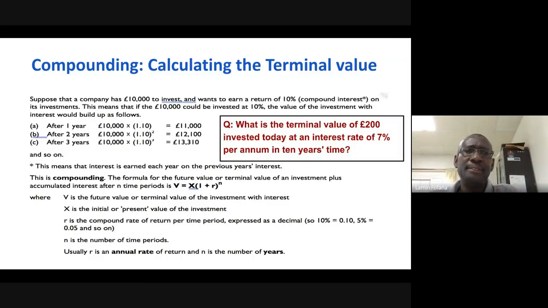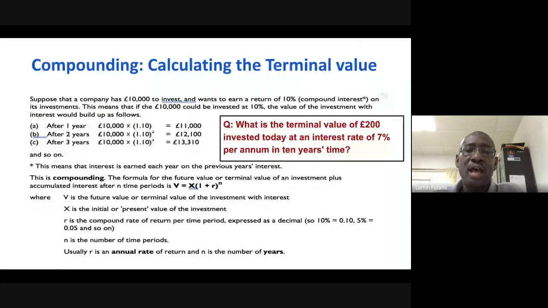We use a formula which is called V is equal to X into 1 plus R raised to power N. Okay, in this formula, V is the future value which you are trying to find. How do you get it? You get it by compounding today's value with the interest rate and for the number of years. So X is today's value.